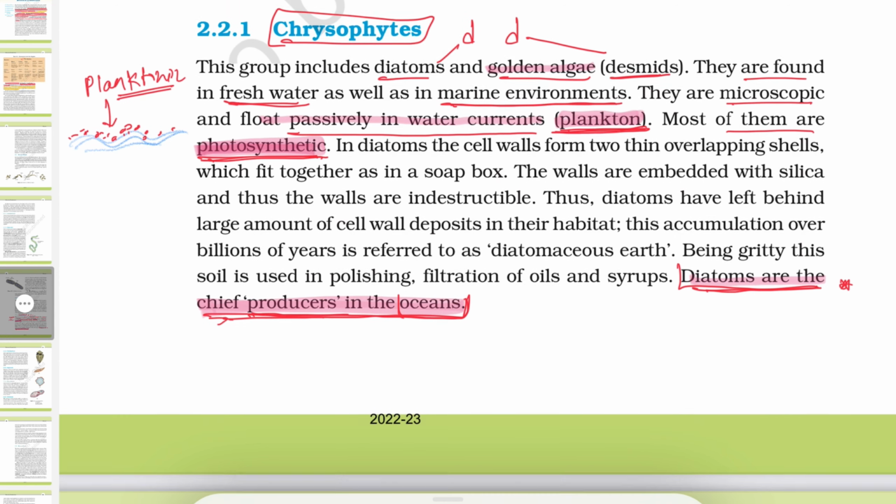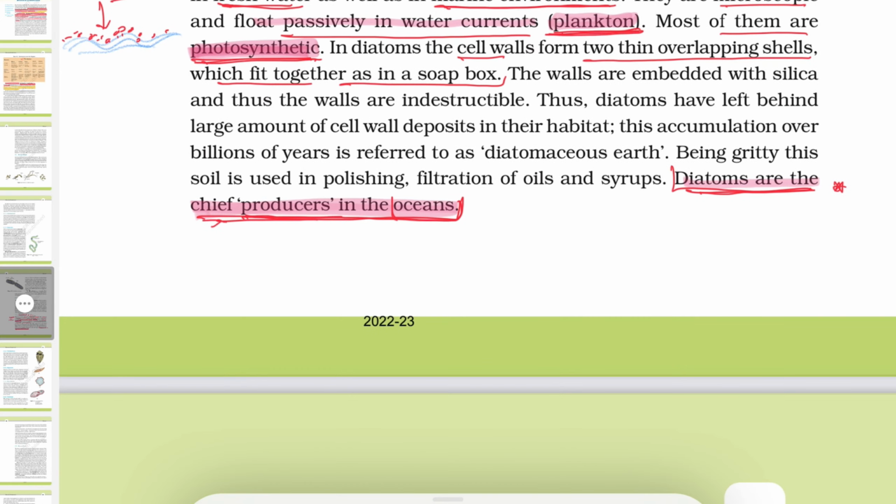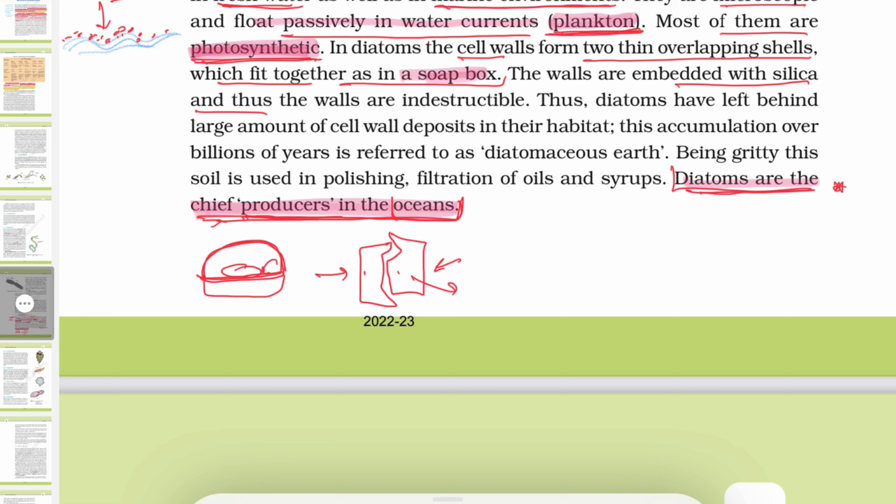Now, in the diatoms, the cell wall forms two thin overlapping shells which fit together like a soap box. Now, have you seen a soap box? A soap box contains a base over which the soap is kept, and there is a shell which is placed over that soap, like a lid. See, if this is one cell wall and this is another cell wall, they are attached to each other like a soap box. Now these cell walls are embedded with silica. It contains silica.